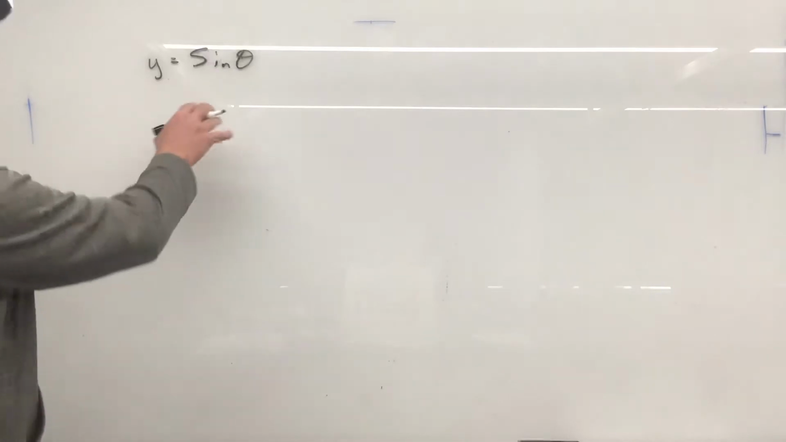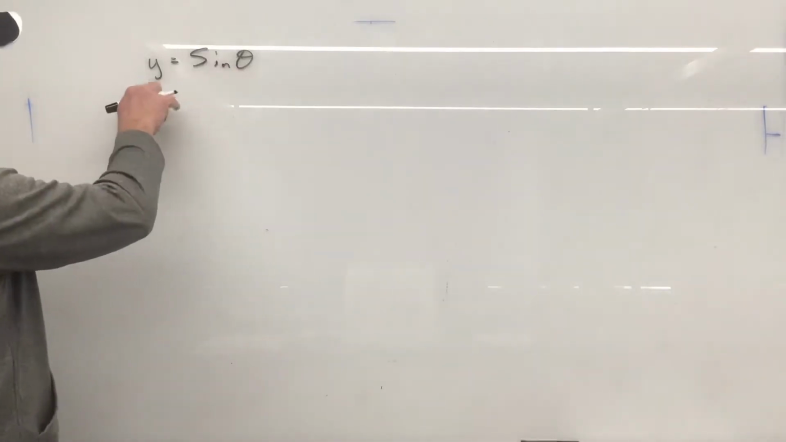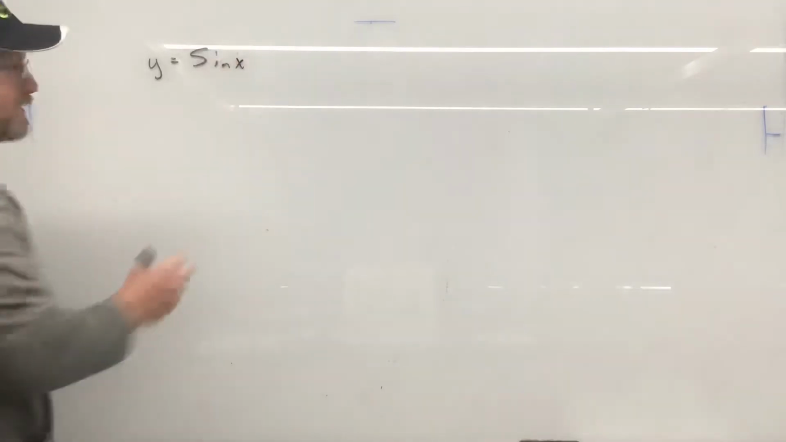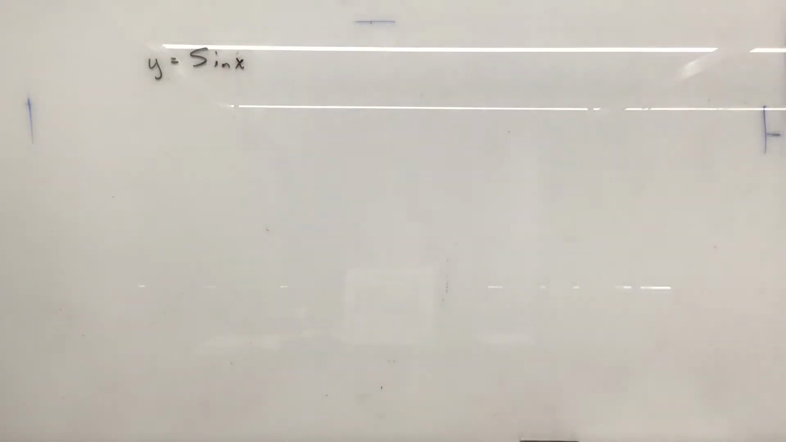But the basic idea is we have a function. This is y as a function of theta. We could make that y as a function of x by making it this way, etc. And we've already talked about how to take derivatives of those types of things. So that's a type of function.